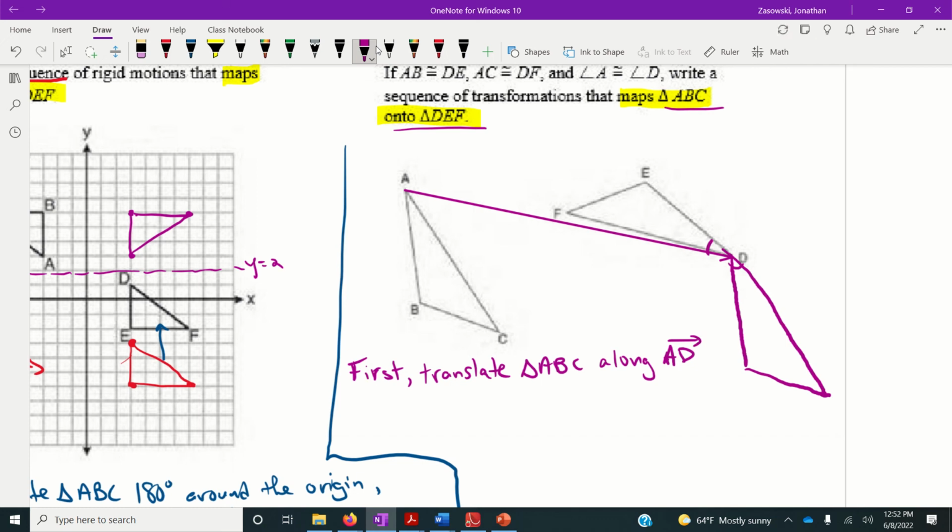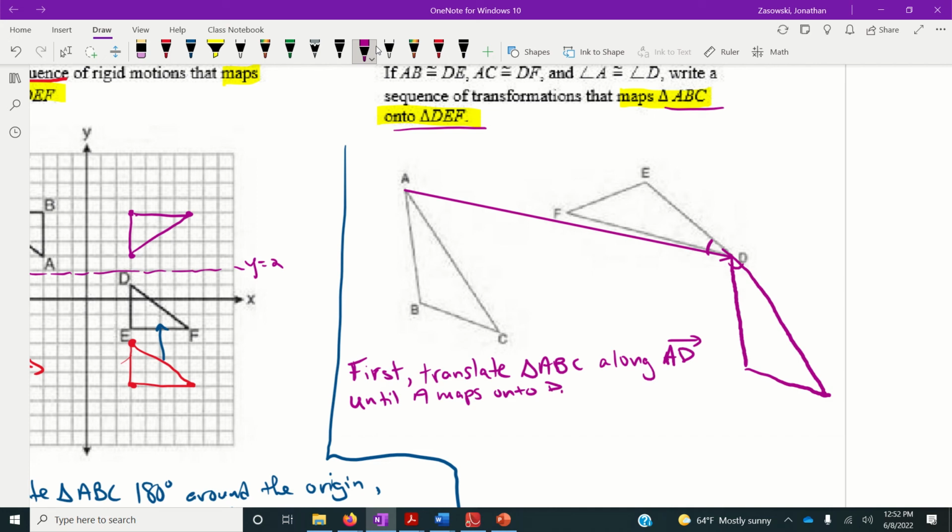Now, we're sliding along this line. We also have to tell people when to stop sliding. So we can say until A maps onto D. Okay, boom, we hit there, and now we stopped.